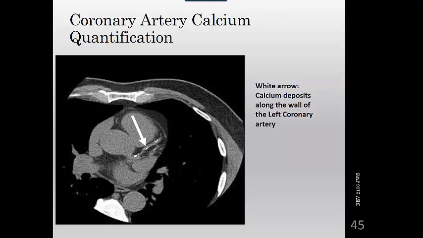I think we're going to stop there today. We'll pick up with the CTA contrasted part of the scan next lecture, and we'll look at some images, and then we'll talk about CTA of the thoracic aorta and bronchography. So we'll talk to you then.